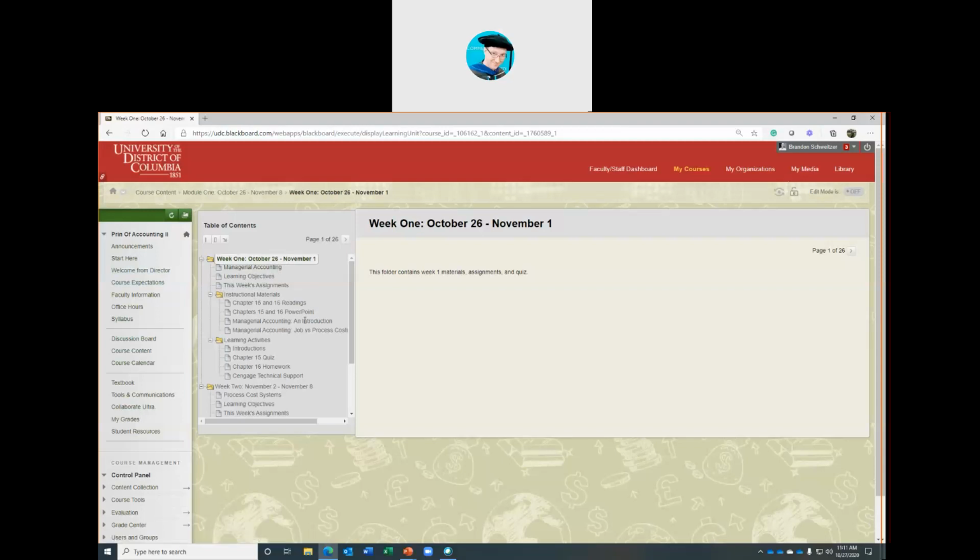The course layout. The way it works is that each module has 2 weeks worth of content. Each week has 2 chapters. For this week, being week 1, we will cover chapters 15 and 16. For this week, you have 2 assignments.